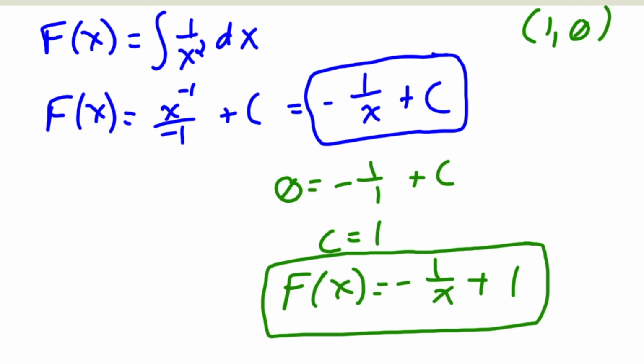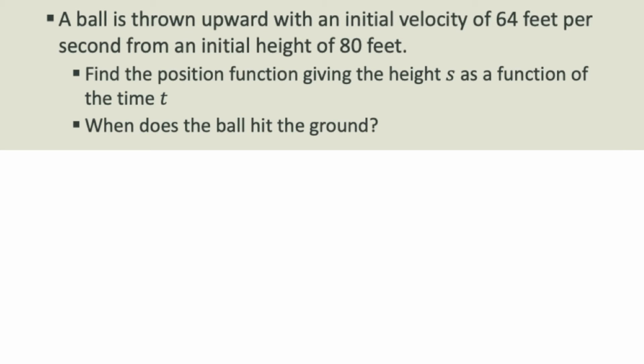Okay? Next example, we're going to look at a velocity particle motion, not particle motion, I'm sorry, like a projectile motion, that's what I'm looking for. So a ball is thrown upward with initial velocity of 64 feet per second.